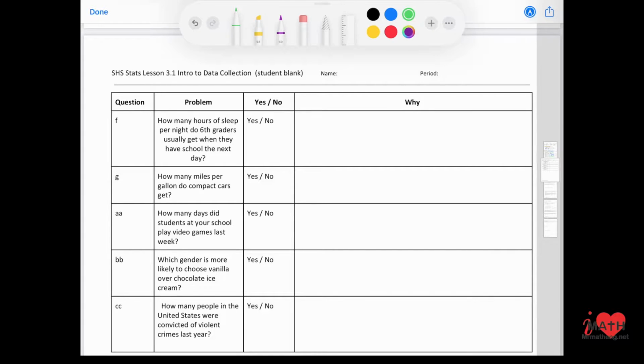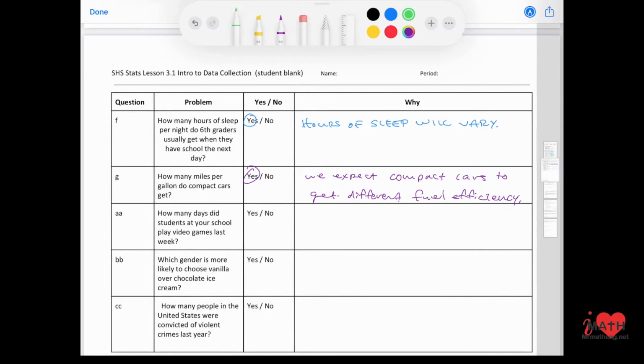...usually get when they go have school the next day. Does that vary? Yes. Is it valid? Yes. Of sleep. Will vary. Basically, what you're trying to get is a variety of responses. Do all the compact cars, like my Corolla, get the same amount of miles per gallon, fuel efficiency? We expect compact cars to get different fuel efficiency.